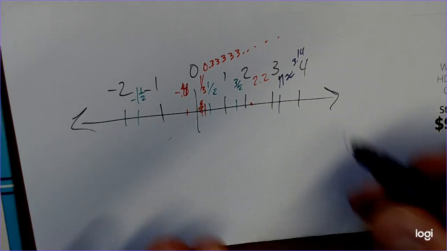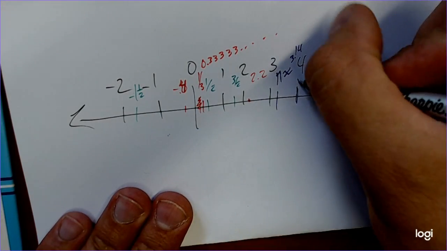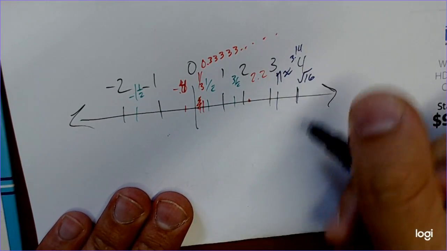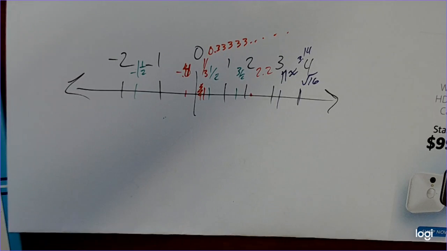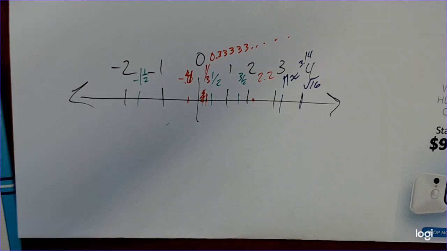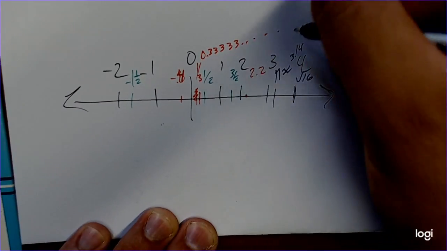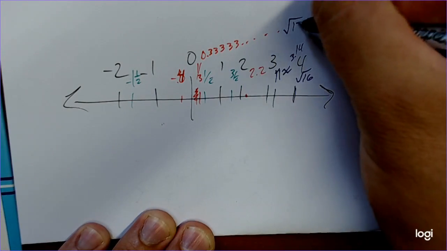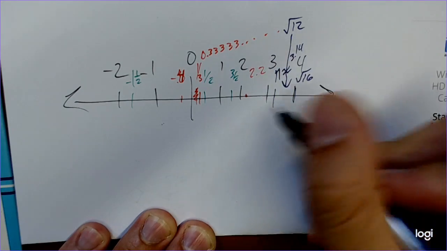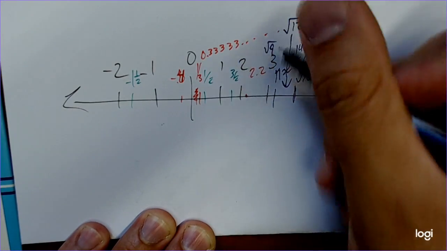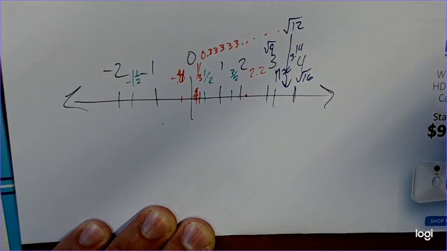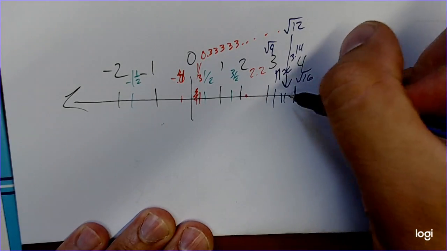I could also put square roots. Like for example, right here at 4, I could also put the square root of 16. That's the same number, right? And we've also done experimentation with the different square roots. So like for example, if I were to put the square root of 12, I know that would fall in between 3 and 4, because the square root of 9 would be 3, right? So we've done problems like that. I don't know exactly where it is, but I know it's somewhere in here.